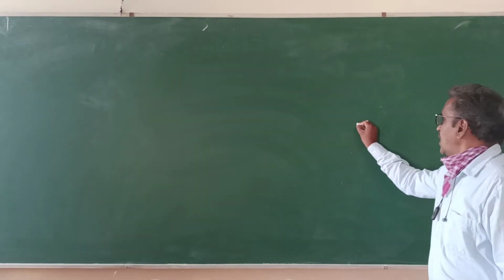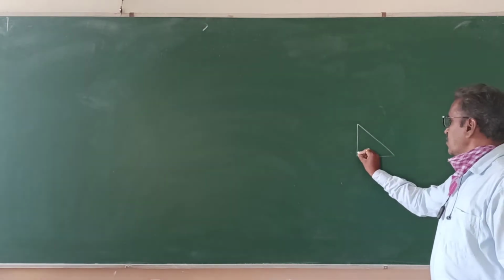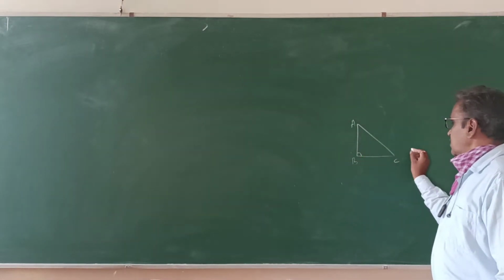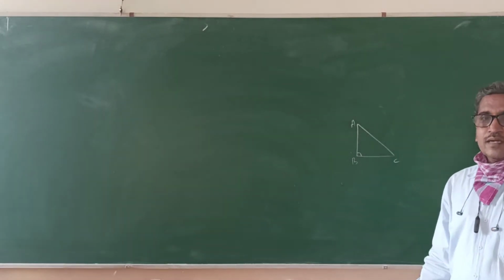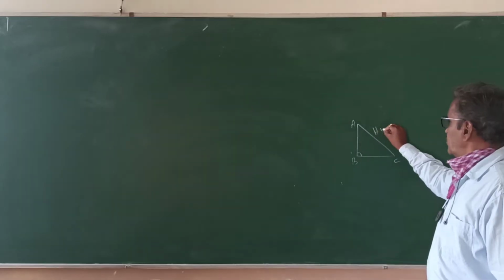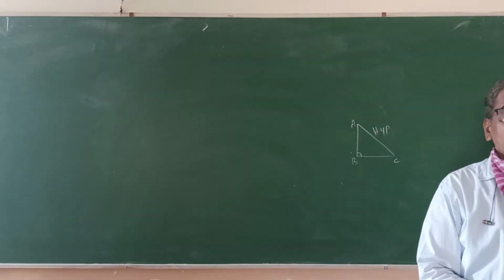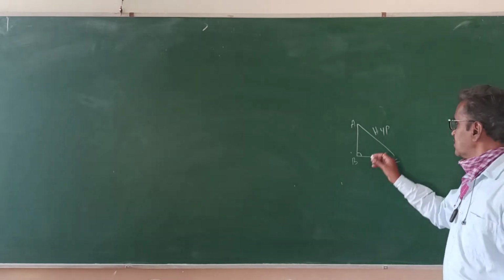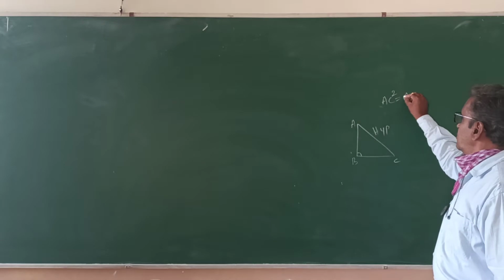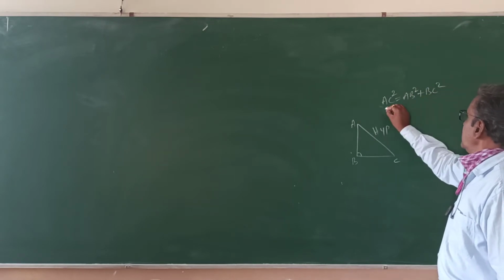Yes, just you can right angled triangle. Means we know that where one angle is 90 degree, then the triangle is said to be right angled triangle. The side opposite to right angle is called hypotenuse. So there is a relation between hypotenuse and the two sides containing right angles. That is, AC square is equal to AB square plus BC square. Very important theorem.